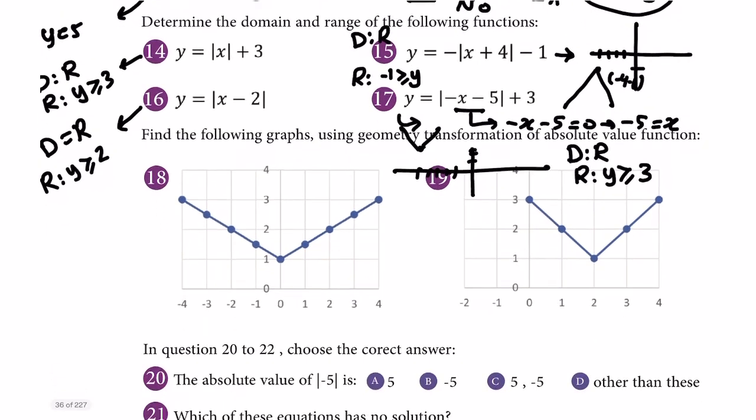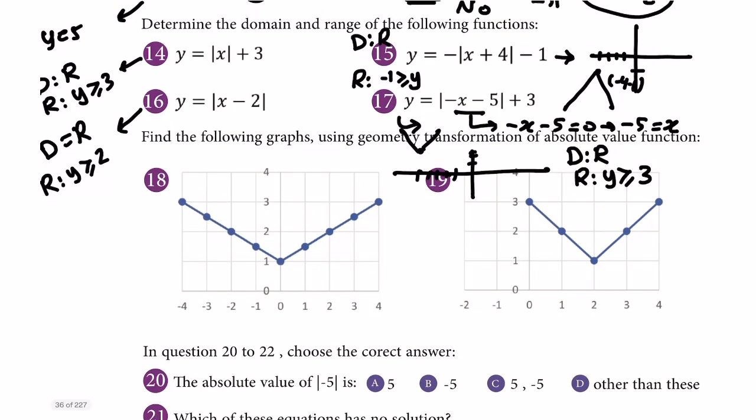Okay, now let's find the following graphs using geometric transformation of the absolute value function. So I see that there is one movement up and just a transformation vertically. So you can say y equals the absolute value of x plus 1. That's the answer. For this one, we see two movements to the right side and one movement up. It means that y equals the absolute value of x minus 2 plus 1.